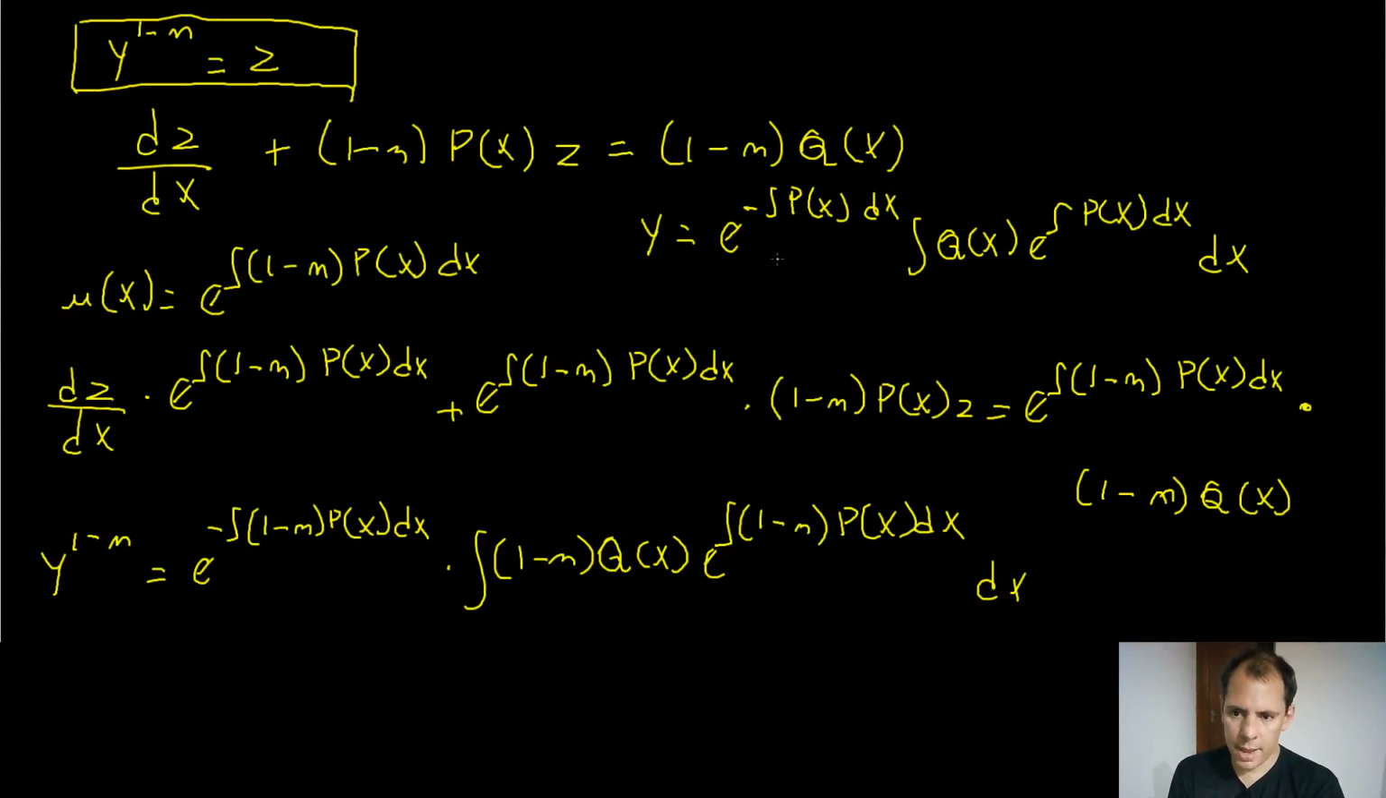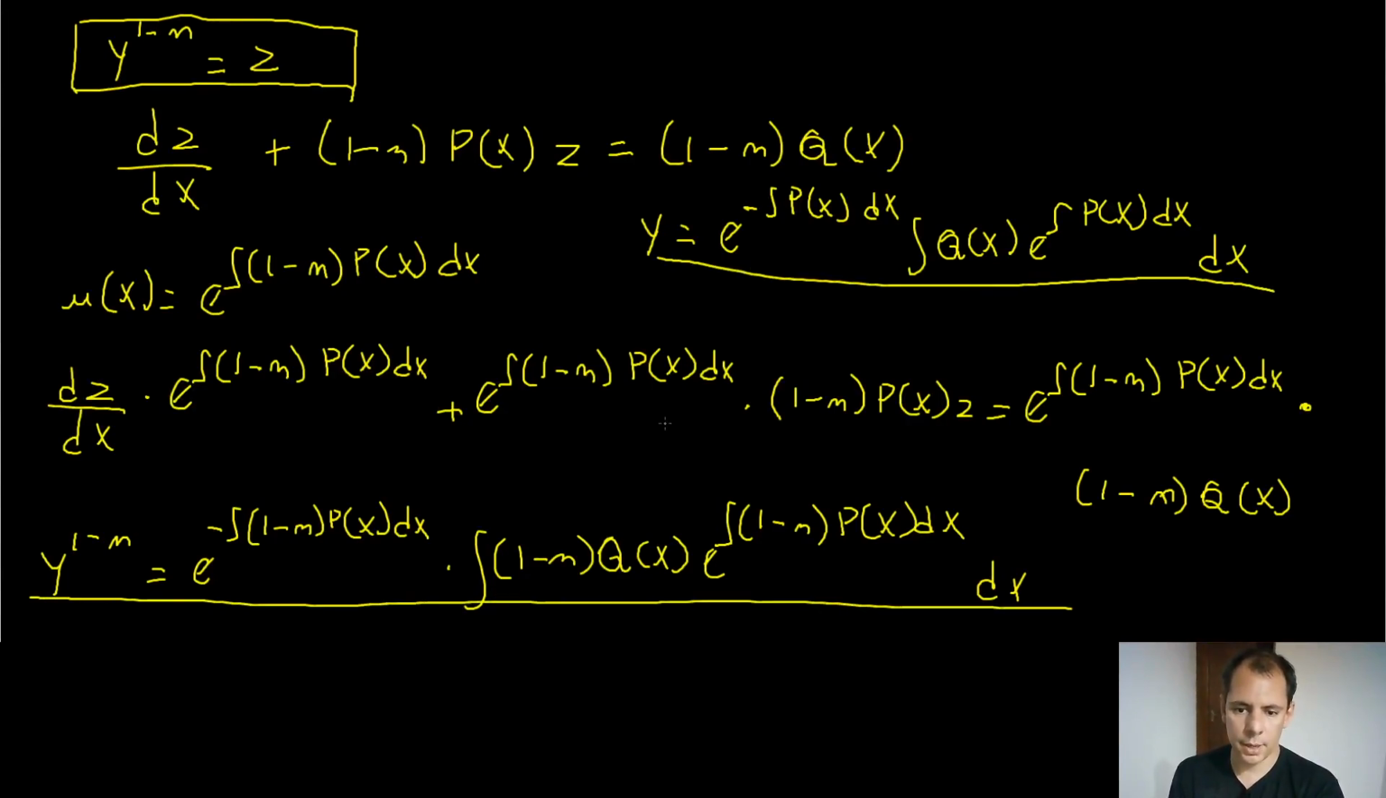Okay, but compare, you have this formula, and compare it with this formula. It's pretty much the same, but instead of y, you've got y to the 1 minus n, and instead of e to the negative p of x directly, it's e to the negative integral of 1 minus n p of x dx, the integral of q of x, but now you have 1 minus n q of x, and e times the integral of 1 minus n p of x dx, right? So there's a similarity between this formula and this formula. Just check it out.